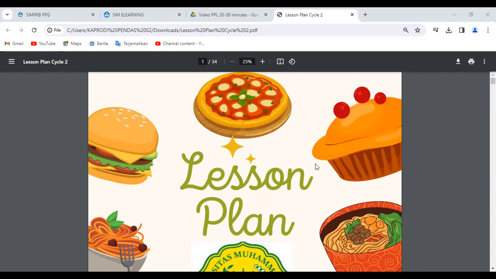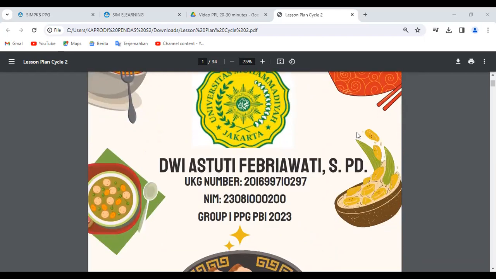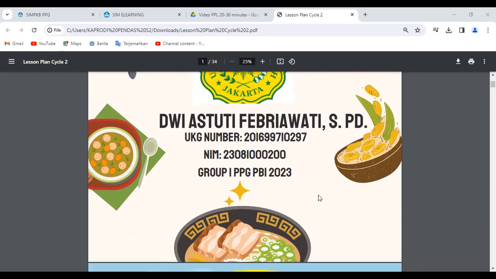And this will be the best practice example that you can imitate. The first here consists of the lesson plan created by your senior, Miss Dwi Astuti Febriawati, one of the brilliant students that we got in PPG Daljab second batch.